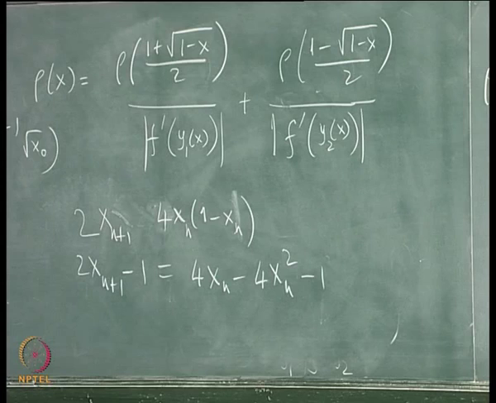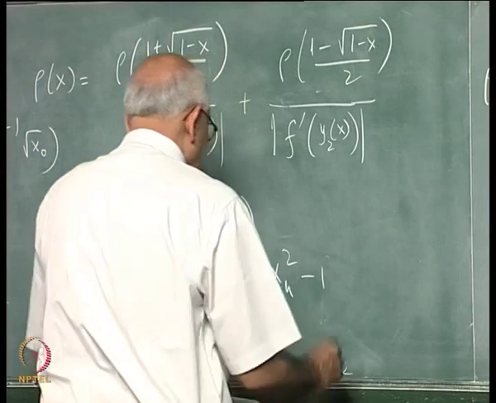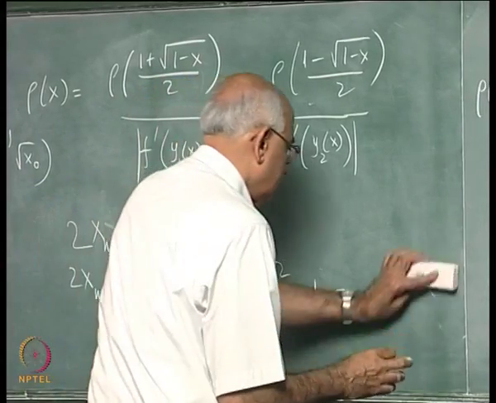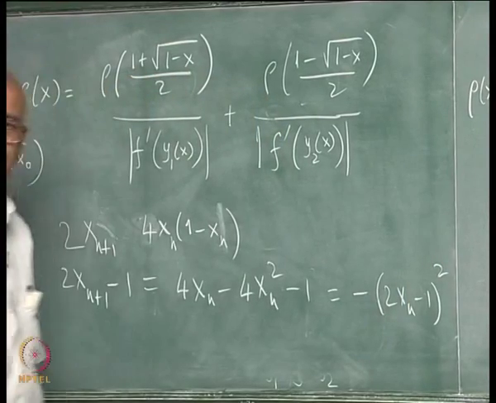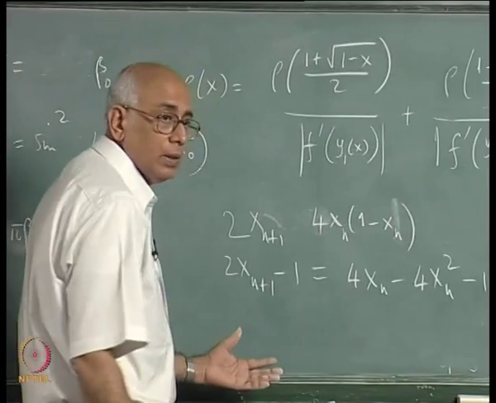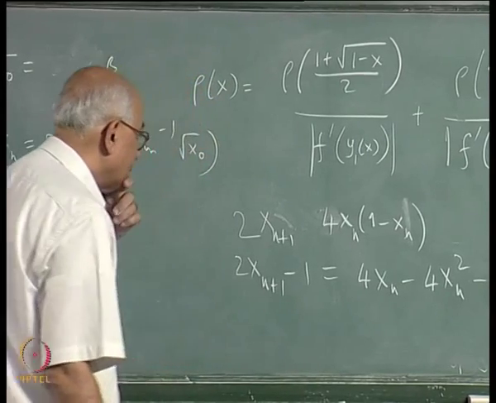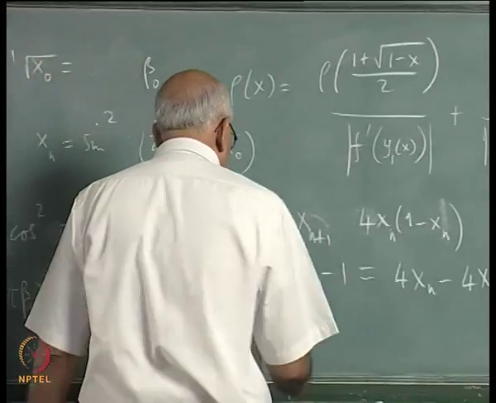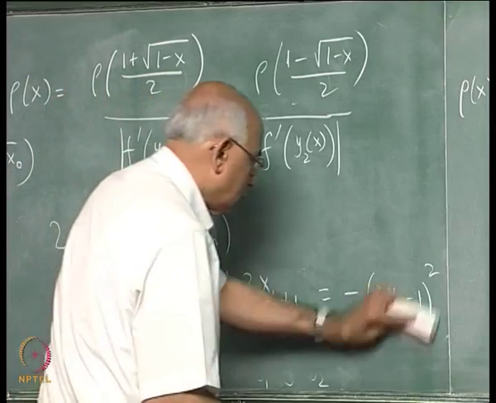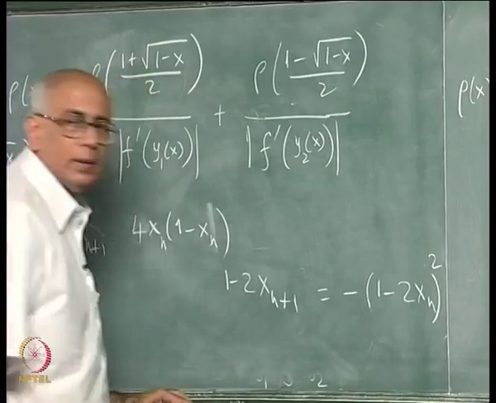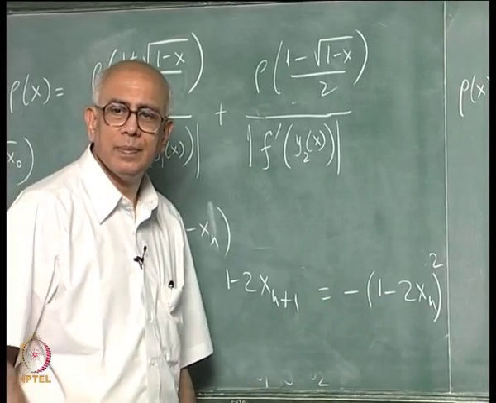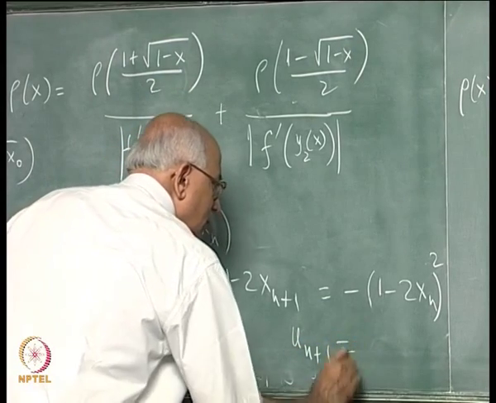But what is this equal to? Minus 2xn minus 1 the whole squared, isn't it? So let us write this. What does it suggest we do next? Bring the minus to this side, so it is a minus this equal to that. So there is 1 minus 2xn plus 1. And this of course is 1 minus 2xn the whole squared. That is now trivial, because it immediately says define a new variable un equal to 1 minus 2xn. So it says un plus 1 equal to, sorry, the minus goes away, un squared.